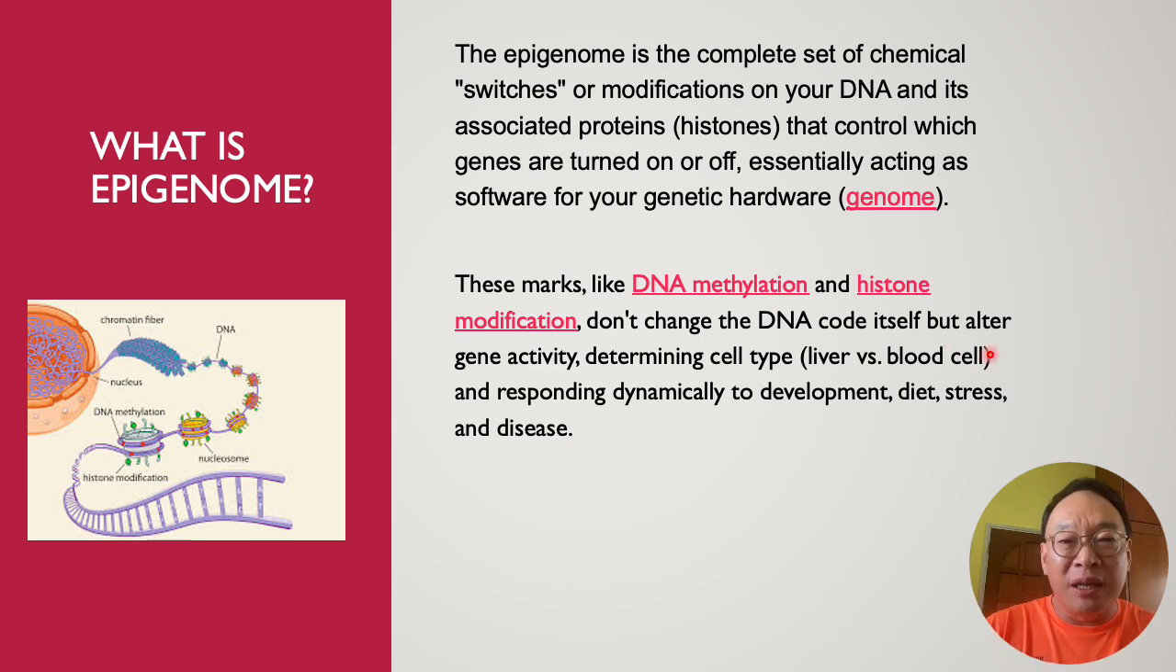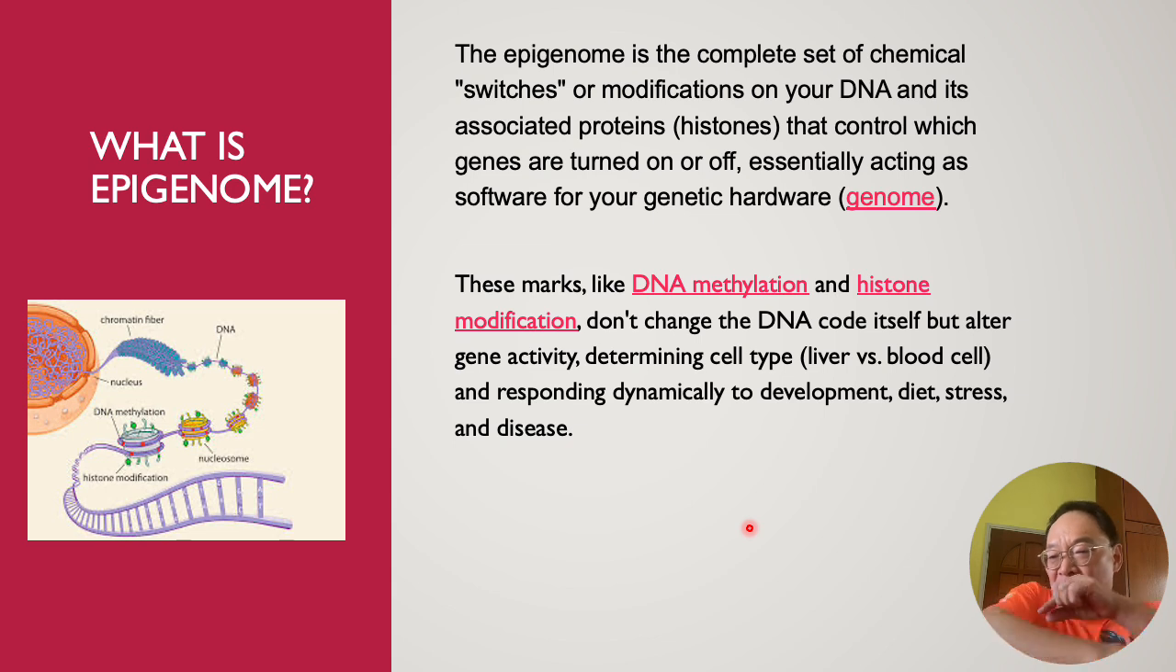But they alter the gene activity, determining cell type, liver or blood cell, and responding dynamically to development, diet, stress, and disease. That means which good genes are turned on and which bad genes are turned off depends on your lifestyle, right? And they also determine the cell type when you're early in the embryo stage.